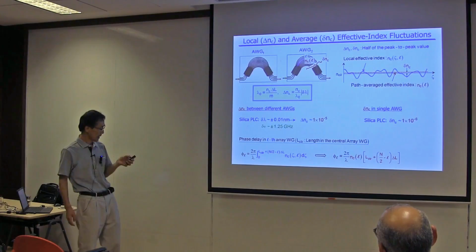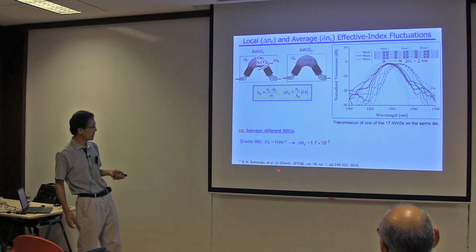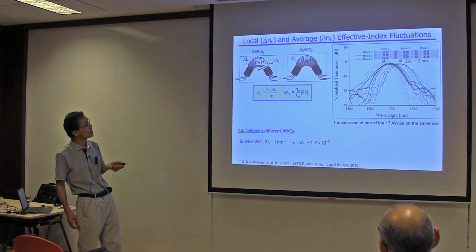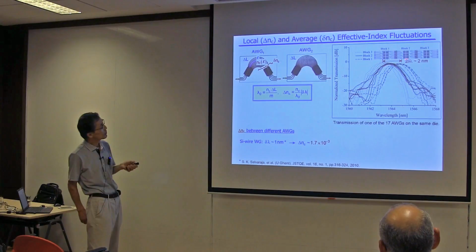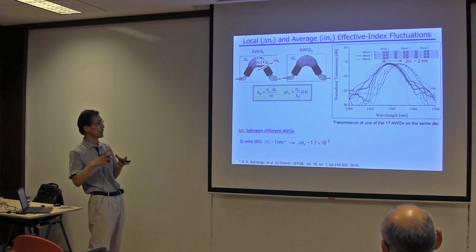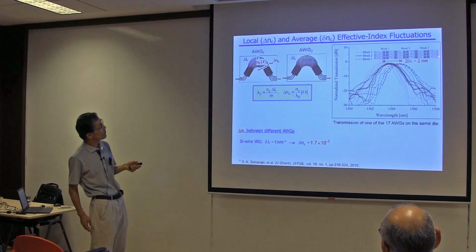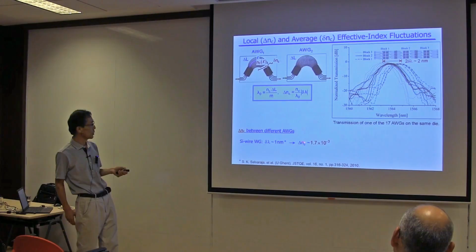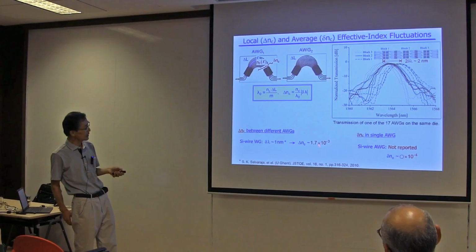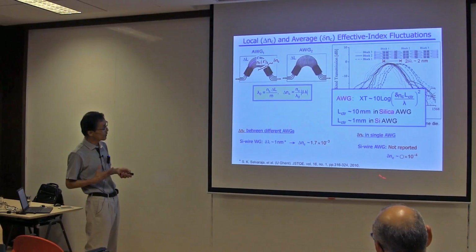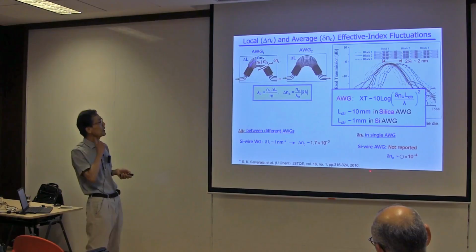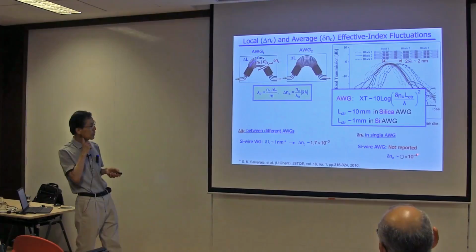But for silicon AWGs, this is the IMEC University Ghent experiment. They made a silicon AWG, quite compact, and they measured the wavelength fluctuation of so many AWGs from one die. That was almost 1 nanometer. Delta lambda was 1 nanometer, so almost 100 times larger. So in terms of delta N, local effective index fluctuation, 10 to the minus 3, it's almost 100 times larger in silicon devices. And the path average effective index fluctuation has not been measured; nobody in silicon photonics has measured it. But I suppose it's 10 to the minus 4, again 100 times larger.